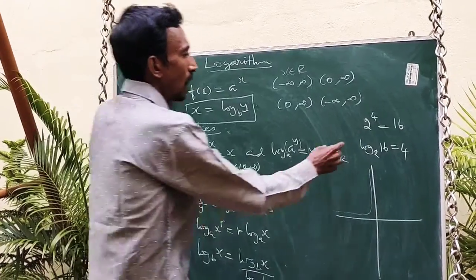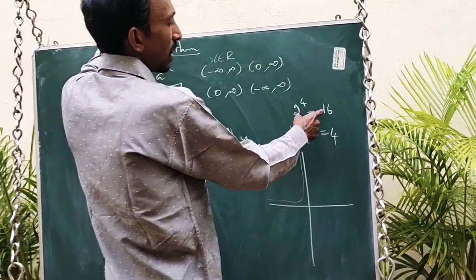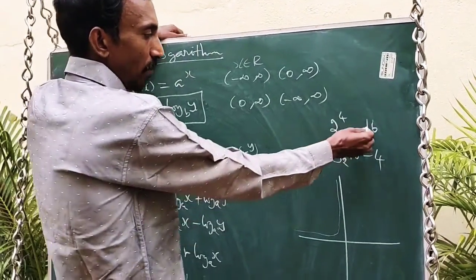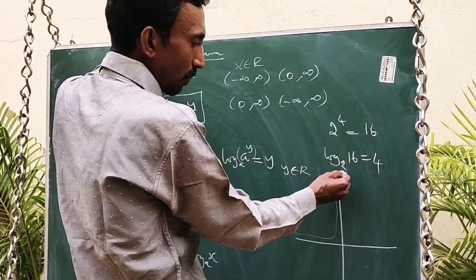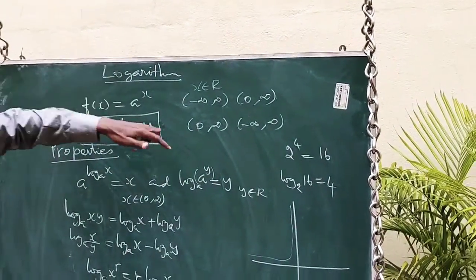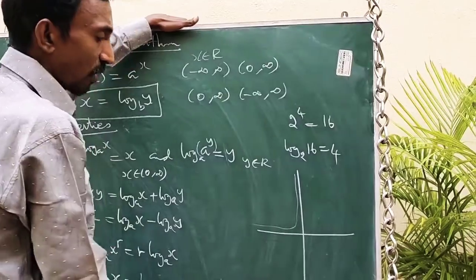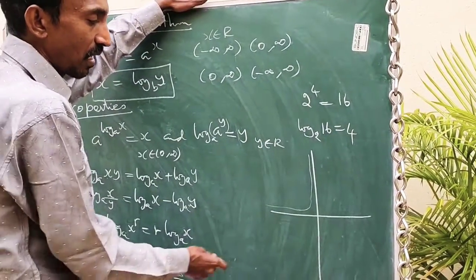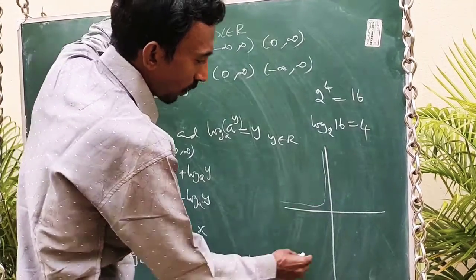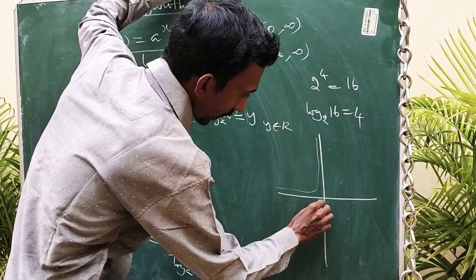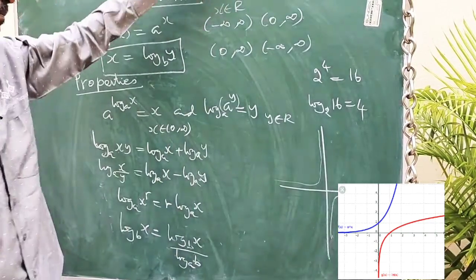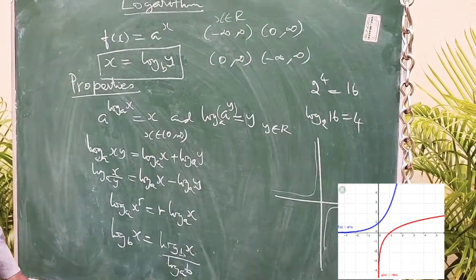For example, 2 power 4, we know that it is 16. So it can be written as log 16 base 2 equal to 4. It is a logarithm, and it is the inverse. It is just a mirror image about the line y equal to x. So this is the diagram for the logarithm.